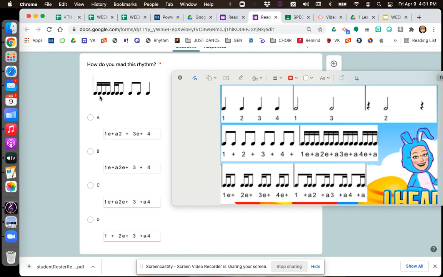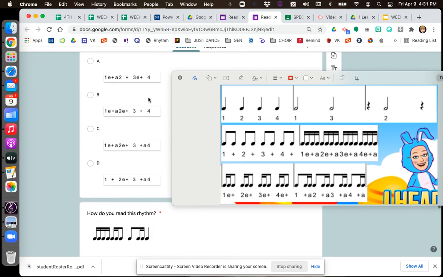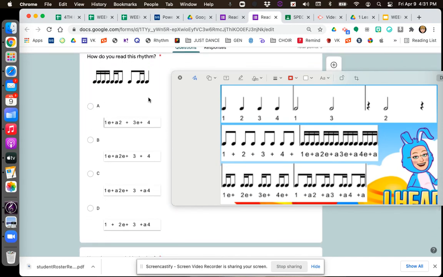4 16th notes on the first beat. That should be easy by now. Hint, hint, hint. 2 16th notes followed by an eighth note on the second beat. Is it this, 2 and, or 2 and a? 2 eighth notes on the third beat. 1 quarter note on the fourth beat. Pause the video if you need more time.